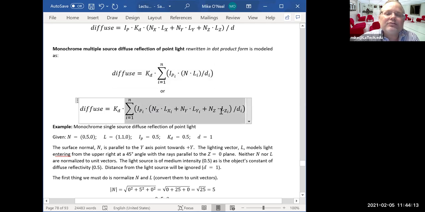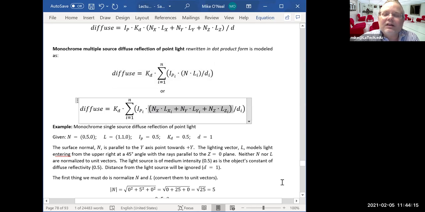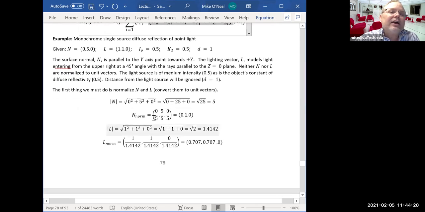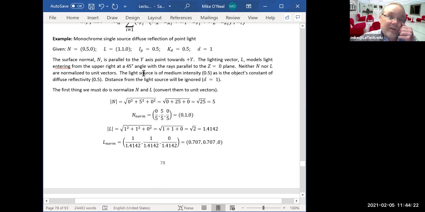Again, here's the longer version where I plot out what N dot L sub I actually means, and I do a little example here. You have an N of 0, 5, 0, that is just a normal that points in the direction of positive Y. So our polygon is in the XZ plane, and the surface normal is parallel to the Y-axis.